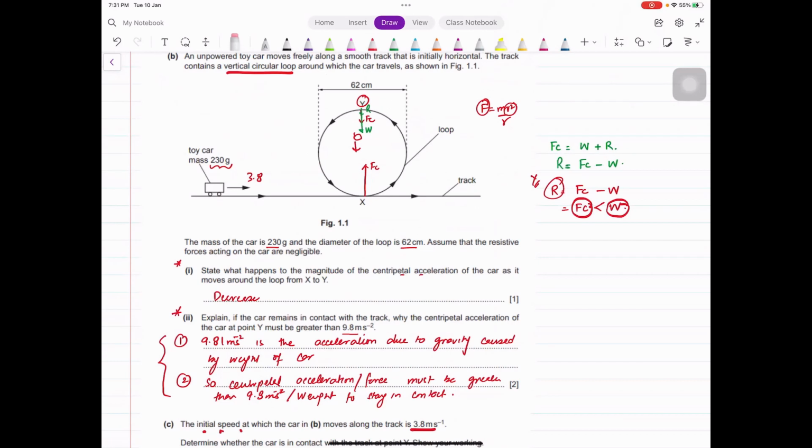So to go from this point, it has a speed of 3.8 meters per second. This is not very simple. I thought it was very simple. And then it goes up, from here to here. The height is also 62 centimeters, that's the height.